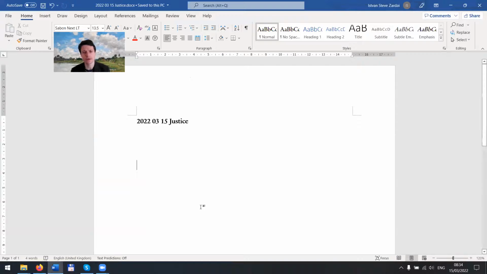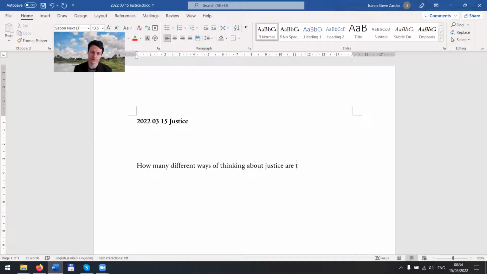And one way to be doing that is: how many different ways of thinking about justice are there? So this could be a first phrasing of a question, but this is not a very good question. I would want to rephrase this, because there are many, many different ways, right? And you can think here, oh, well, maybe in the 15th century in the Philippines, people thought in a certain way about what is social justice.